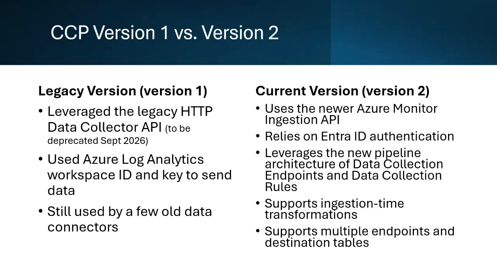So if you want to normalize the data as it's coming in or make some modifications to the payload that you're ingesting, that is supported with the current version. And lastly, it supports multiple endpoints and multiple destination tables. So if you're looking to create one connector to collect multiple data sources from a platform, that can be done today with the newer version.